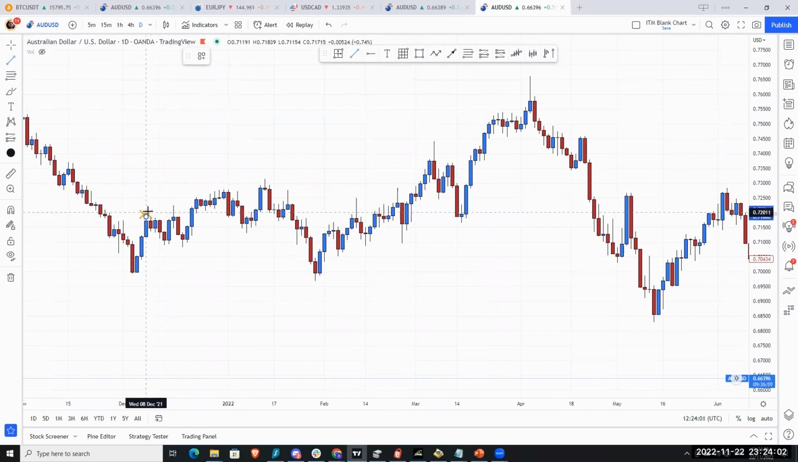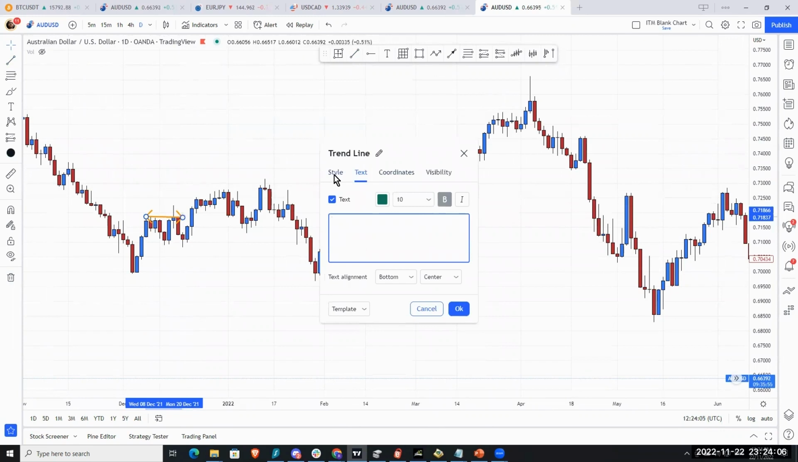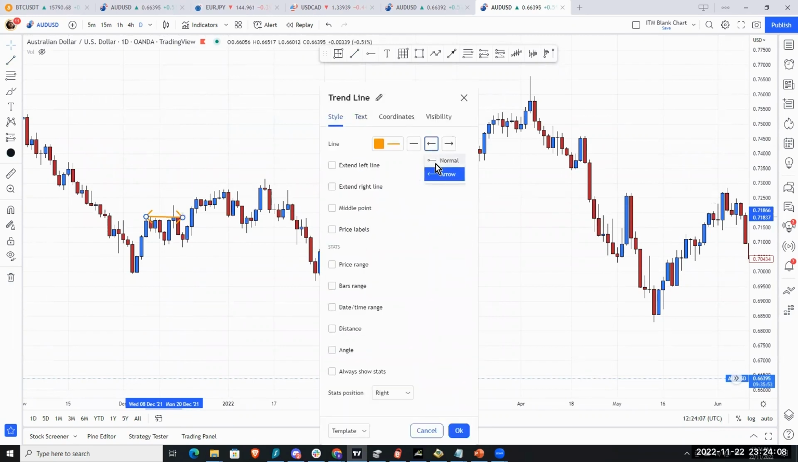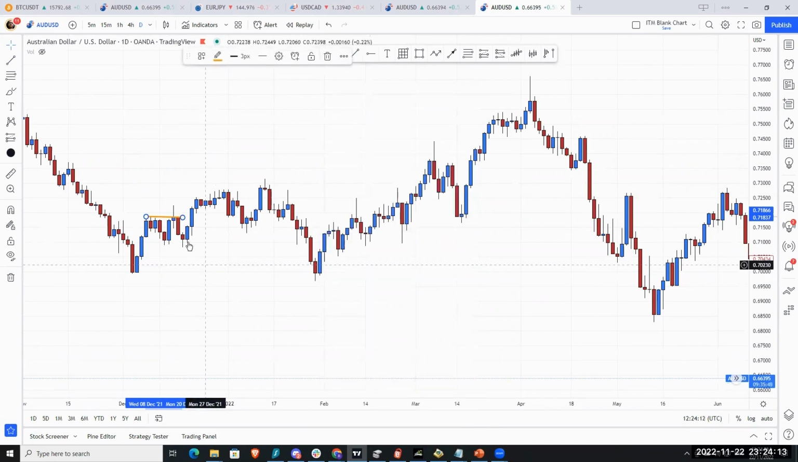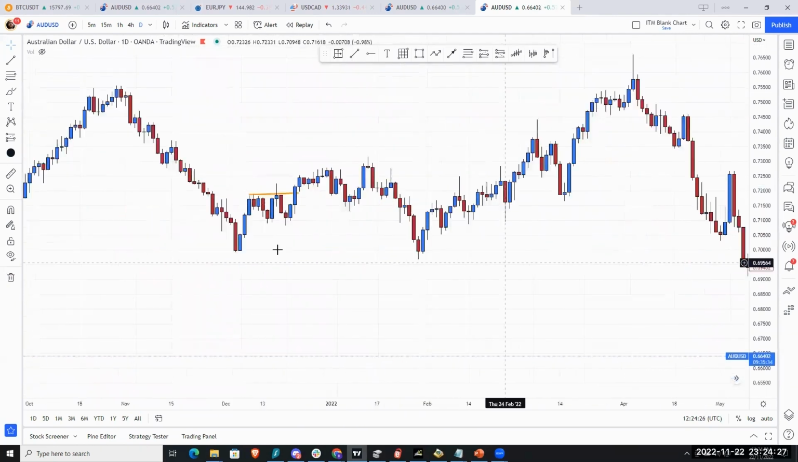Okay, so this is your double top area. All those candles, you see how the market came down, and then it swept this area, then it came down, and then again there's a break of structure, and then it keeps sweeping here.